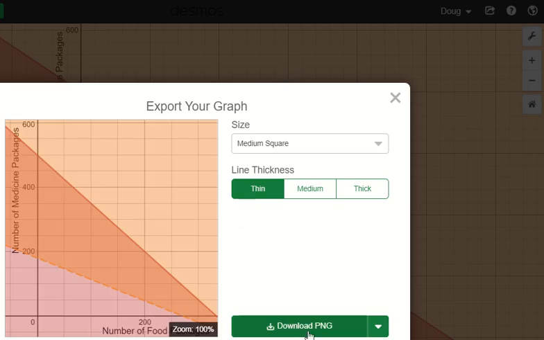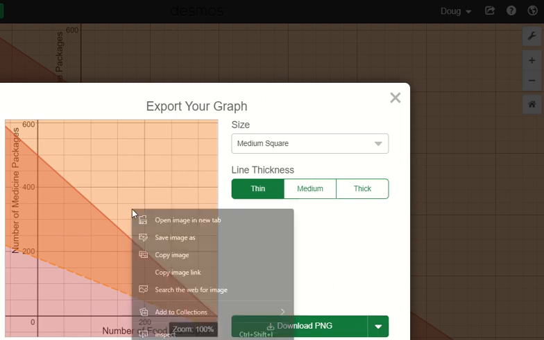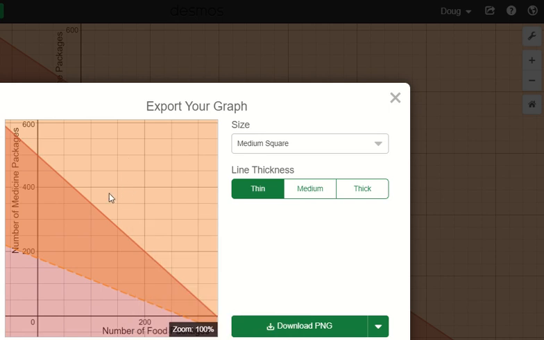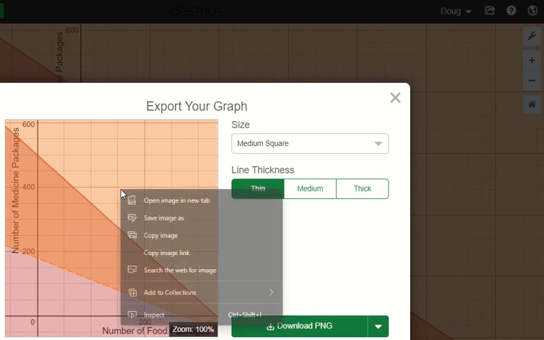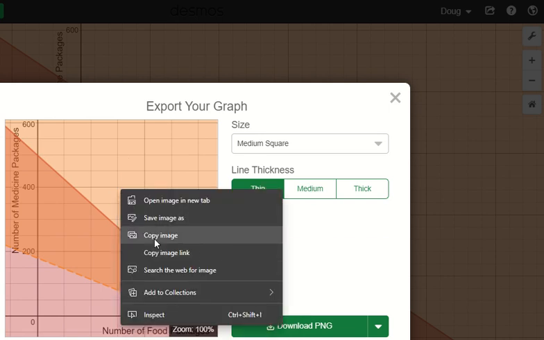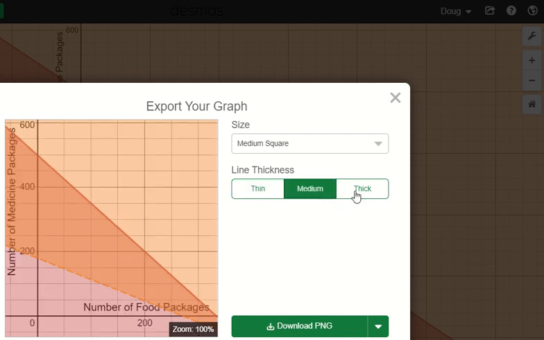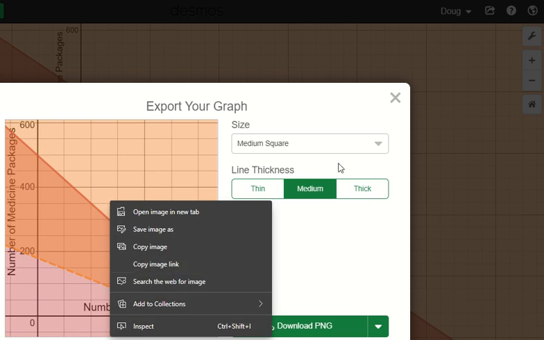Now there's two options I have. I can download this and then I can insert this image into my document directly. Or I can come over here and I can just right click this. So on your trackpad on your Chromebook, if you hover over here and click the right mouse button, you'll have the option to copy that image. So I've just copied this image. It's probably better if you make it maybe the thick line. So I'll copy this image. So I put it on medium.